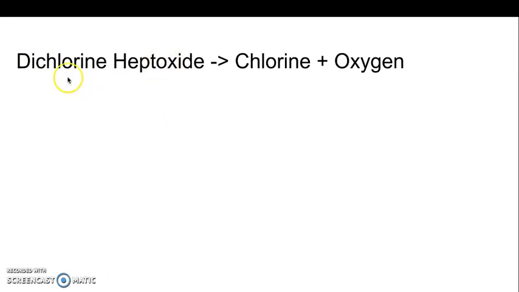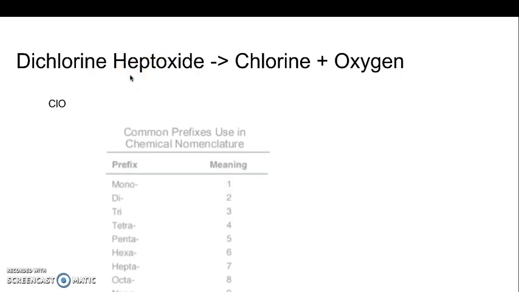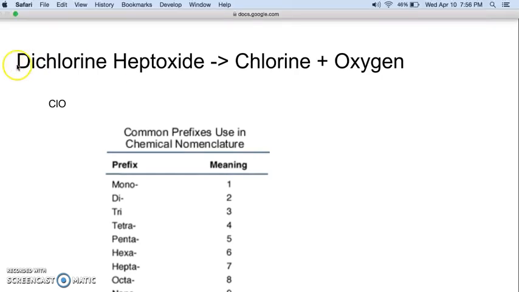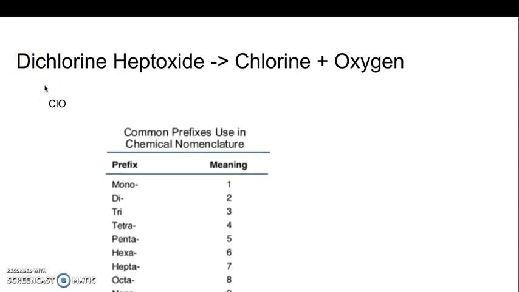Perfect, almost done. Dichlorine heptoxide gives us chlorine plus oxygen. Now this compound right here might sound scary, but it's not too bad. Let's break it down. We've got chlorine, and we have oxide, which is oxygen. So we've got chlorine and oxygen. And remember, we just need to look at our prefixes to figure out what these words mean, to figure out what they are. So di means 2. So that means we have 2 chlorines. Hept is 7, which means I've got 7 oxygens. And that's it.